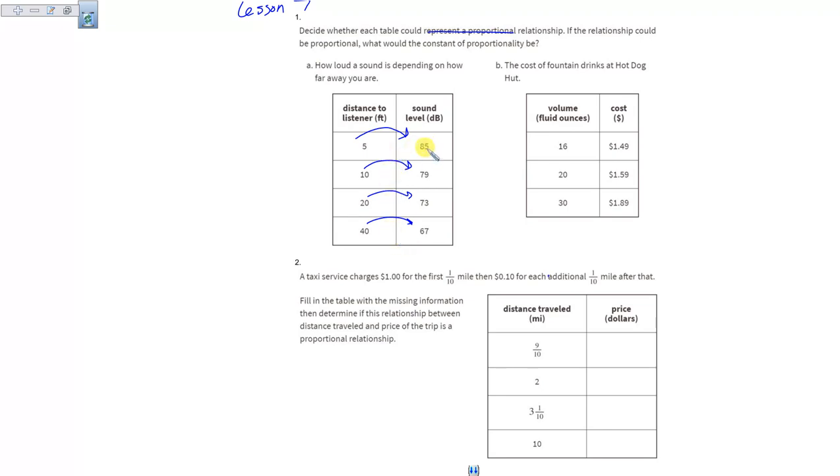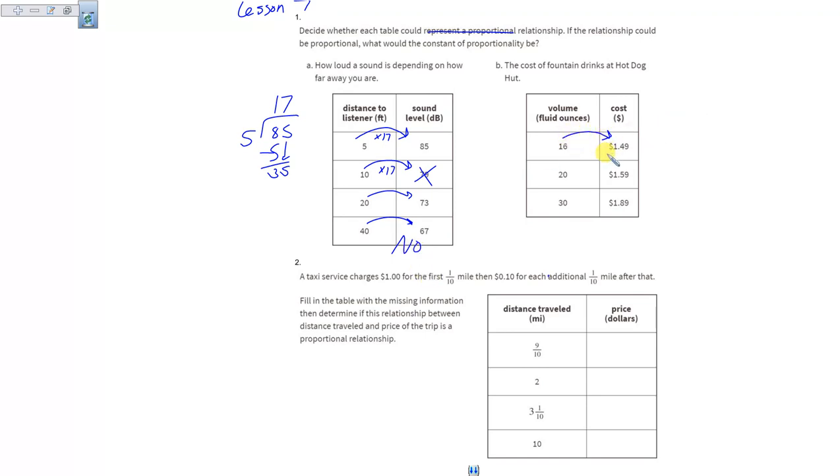Now, if I do 85 divided by 5, if I do that division, 5 will go into 85 once with 3 left over and 5 down, so that would be 17. And since they're multiplying this by 17, they should also be multiplying this by 17. But 10 times 17 is not 79, so I can go ahead and prove that's not proportional. And we can do the same thing here.